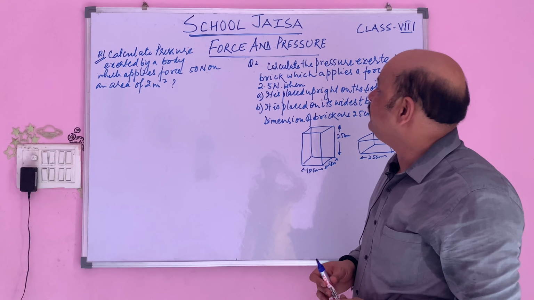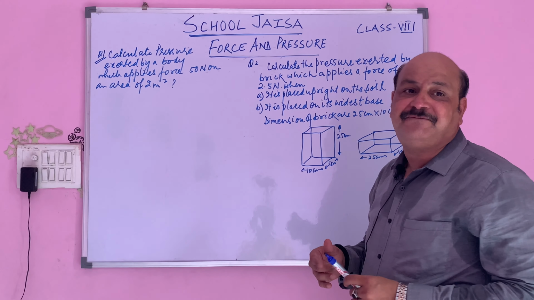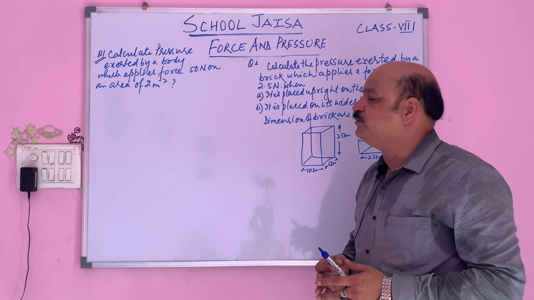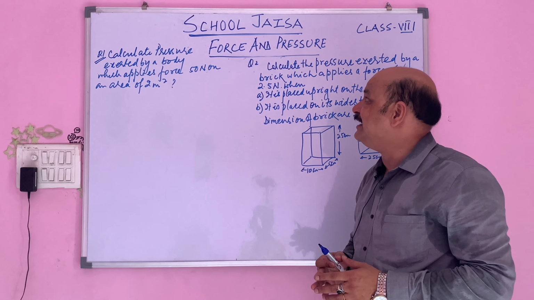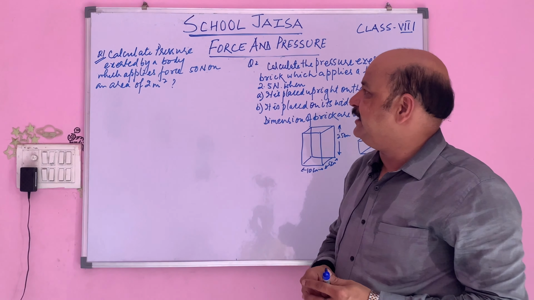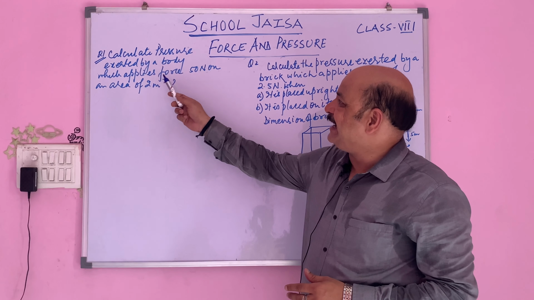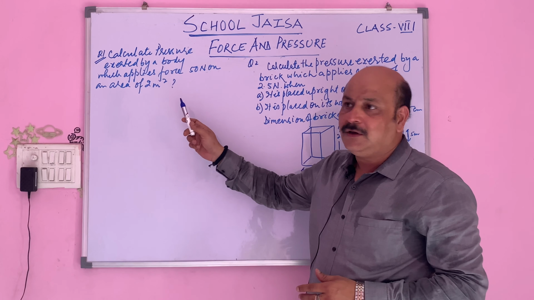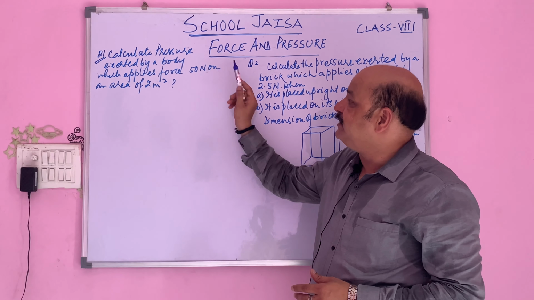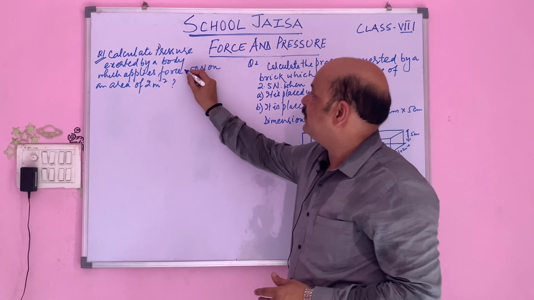Thank you. Continuing with the same chapter, force and pressure, this is the fifth part of the video. Here in this part we will do the numericals related to pressure. So the first question is: calculate the pressure exerted by a body which applies a force of 50 Newton on an area of 2 meter square.